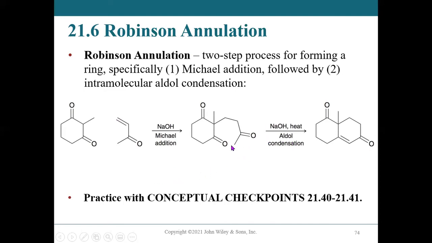Right, so this means this alpha carbon here becomes an enolate, attacks this carbonyl carbon, and you will have a hydroxyl group here, then dehydration to produce this double bond.